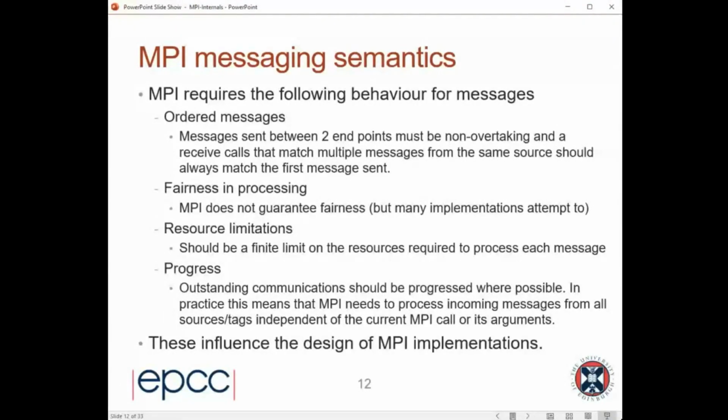So there are a number of things which MPI defines about messaging, which you may not be aware of. MPI requires the following behavior. Ordered messages, now this is interesting: messages between two endpoints must be non-overtaking. So what it means is that MPI remembers the order that messages were sent in. And so the technical statement is, if you issue a receive and there are multiple outstanding messages in your inbox which match that receive, they will be received in the order they were sent.